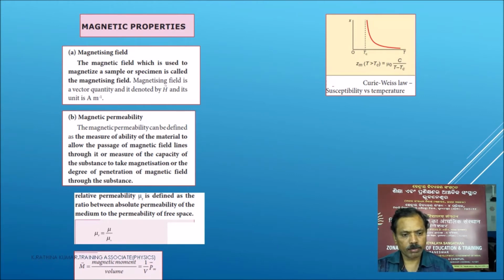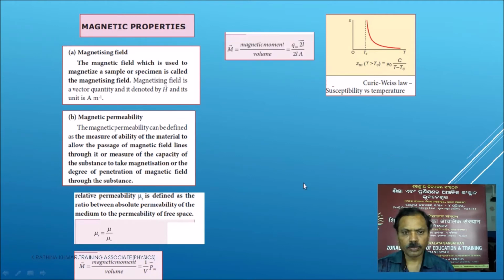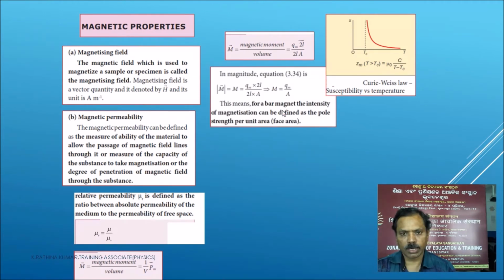Then the magnetization M vector is equal to the magnetic moment by volume, that is, 1 by V into Pm. Magnetization is equal to magnetic moment divided by volume. Qm into 2L divided by 2L into A, the 2L cancels, and the remaining is Qm by A. So this is the modulus, the magnitude of the magnetization.